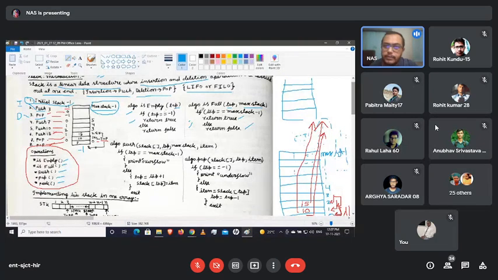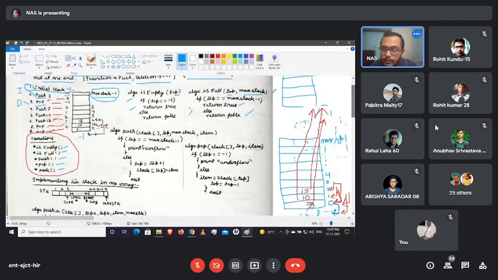Okay, so clear about the stack empty, stack full? Is it clear about the stack empty and stack full? Yes, sir. Yes, sir. Okay.